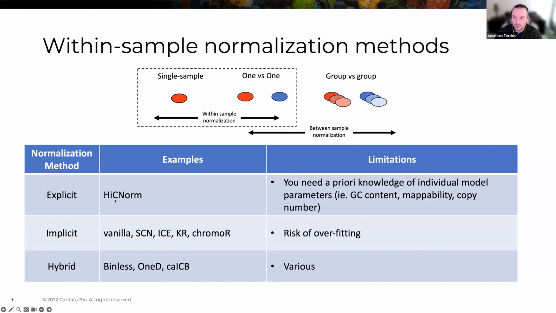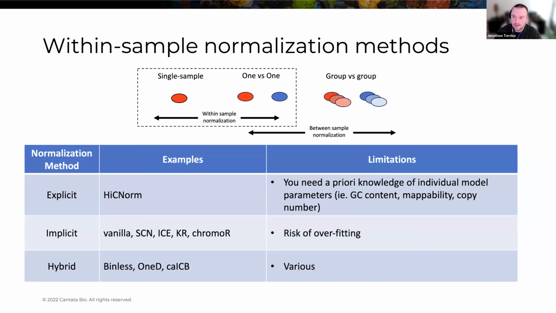So for the explicit, what does explicit normalization mean? This is one of the first methods that was described for normalizing Hi-C data, called HiCNorm. Explicit means you need explicit knowledge of your sample to account for specific variables such as GC content, mappability, or copy number. What that means is you explicitly have to model those parameters. In many cases, we can. We know the GC content of the human genome. We know the mappability of the human genome. But when you start bringing in other genomes, or you start accounting for things that you might not have thought about, such as copy number, you might not know what the copy number status of your sample is.